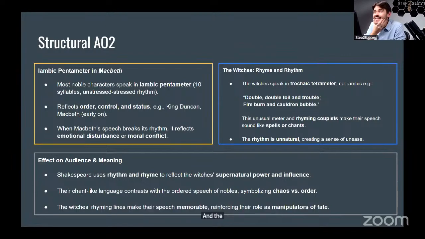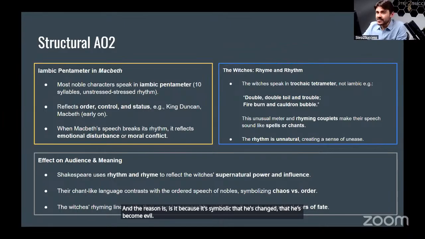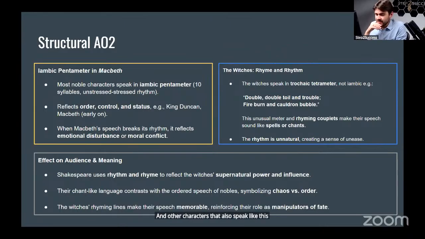And the reason is because it's symbolic that he's changed, that he's become evil. And other characters that also speak like this are the witches. So by him speaking like this, he's begun to mirror the witches, who we saw in the last hour contextually represent evil against God, a breaking of the great chain of being. The witches speak in rhyming couplets. So, for example, double, double, toil and trouble, fire burn and cauldron bubble.